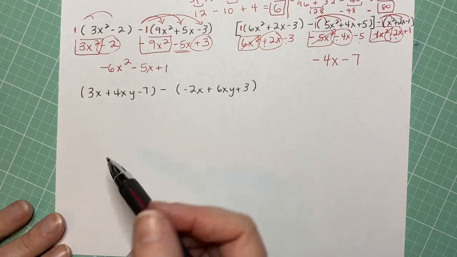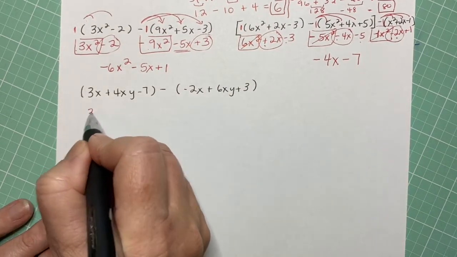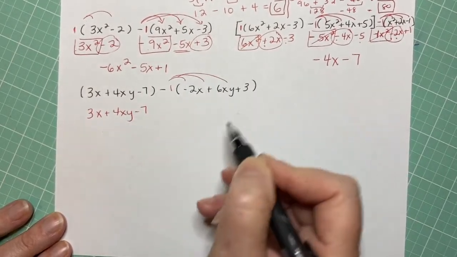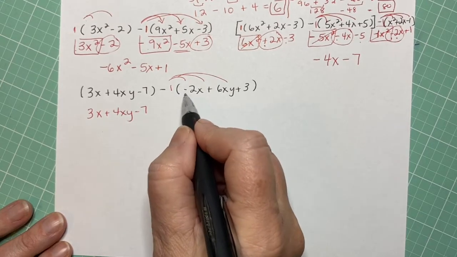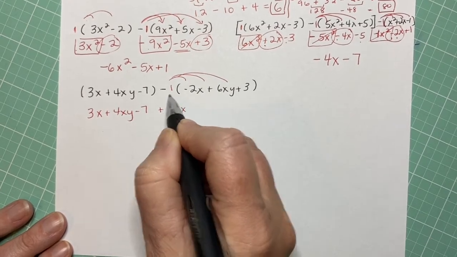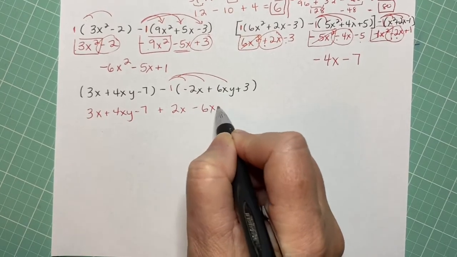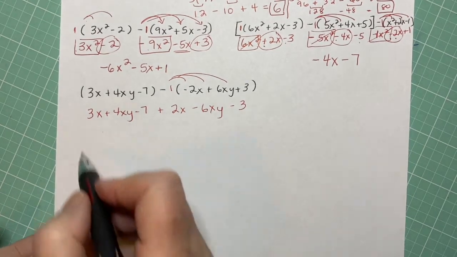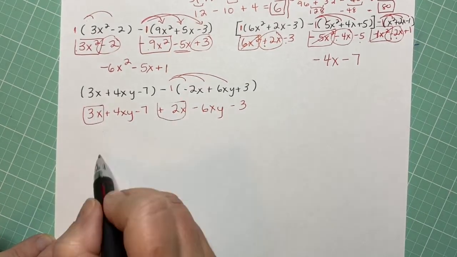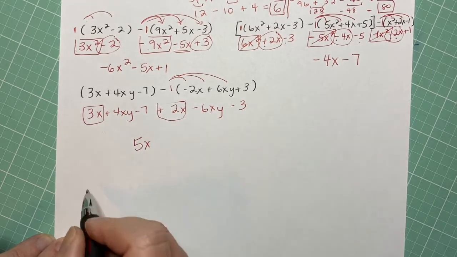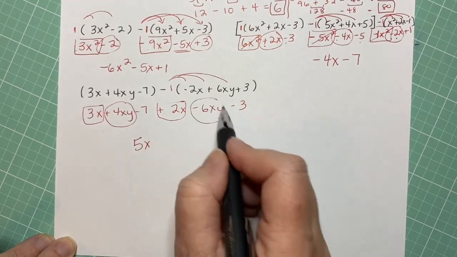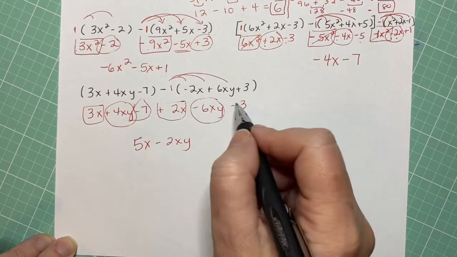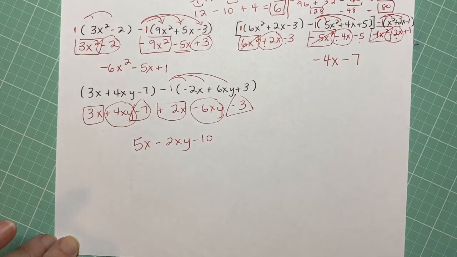So this last one, same thing. I'm going to do it the long way first. So this has nothing in front, so this is going to just stay the same. But this is like a -1, which is going to change all the signs. So a negative times a negative makes that a plus 2x. A negative times a positive makes that a negative 6xy. And a negative times a positive makes that a -3. So when we're combining like terms, 3x plus 2x is 5x. 4xy minus 7xy is a -2xy. And -7 and -3 is -10.